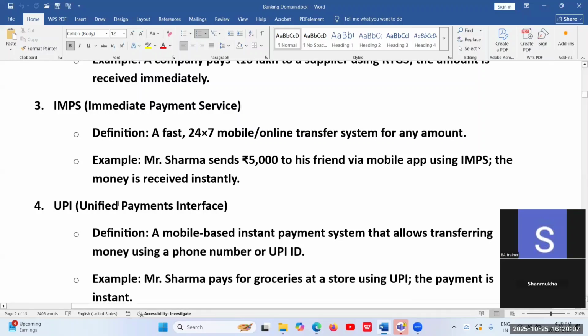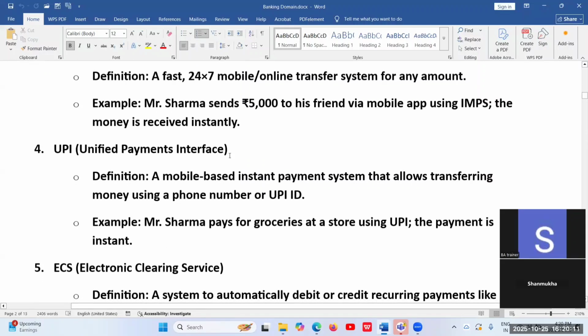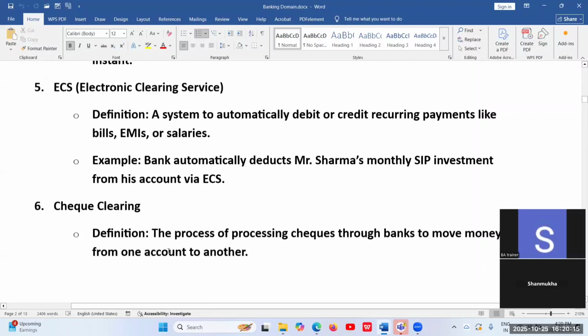Okay. Then we have UPI. UPI you already know, Unified Payment Interface. We all use it on a daily basis. And ECS. ECS means electronic clearing services. It is a system to automatically debit or credit recurring payments like bills, EMIs, or salaries.